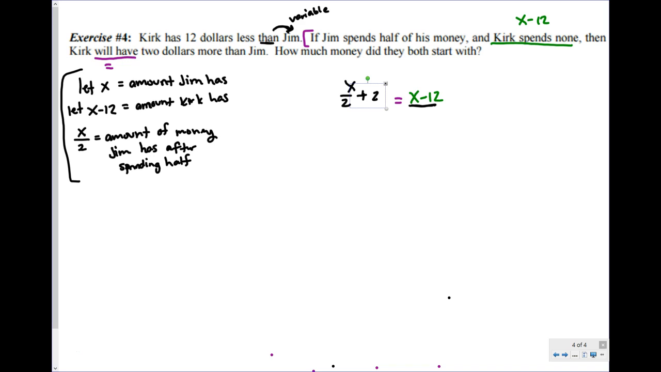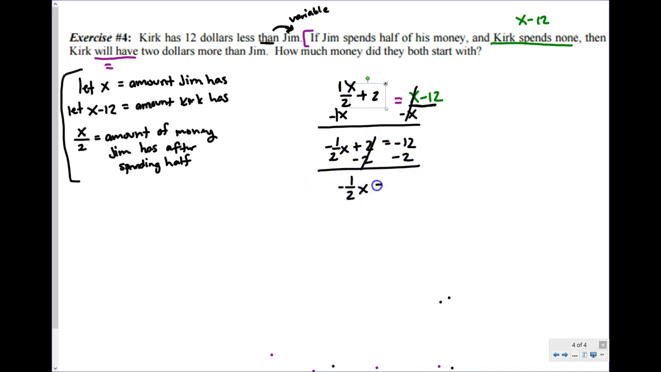Okay? So the first thing I want to do is subtract an x on both sides here. Now this is like saying I've got 1/2 minus 1. So this becomes negative 1/2 x plus 2 equals negative 12. Subtract the 2 on both sides. These cancel out, and I get negative 1/2 x equals negative 14. Okay? I'm going to keep solving this.